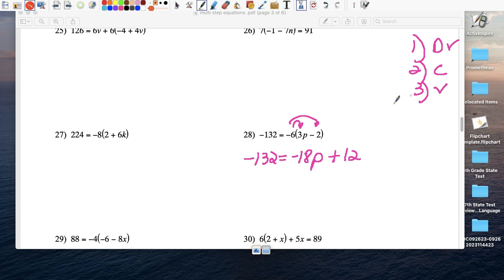3, is there a variable on the left side? No. Is there a variable on the right side? Yes, so that's what I want, right? I don't want variables on both sides, so we don't have to do step 3. Step 4, I can do my little outline.